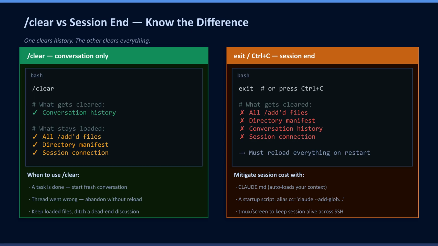Understand the difference between /clear and session end. /clear wipes the conversation history, but keeps all loaded files, directory manifest, and the session connection intact. This is the cheaper way to start a fresh thread. Exiting the session with exit or Ctrl+C clears everything, requiring a full reload upon restart.